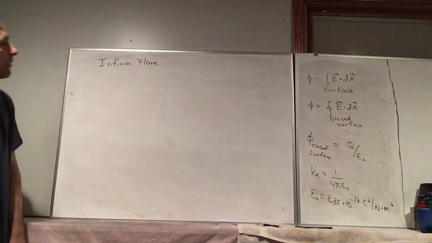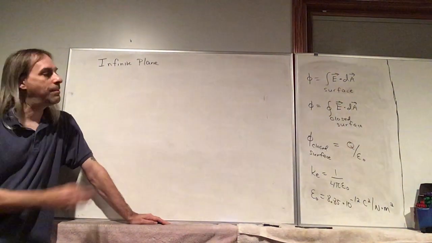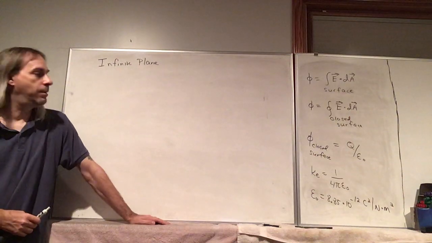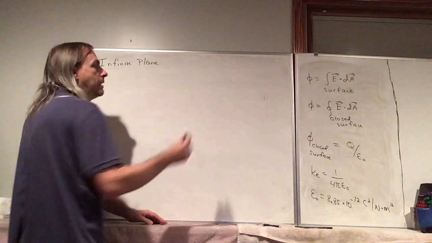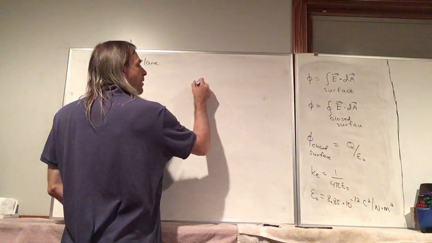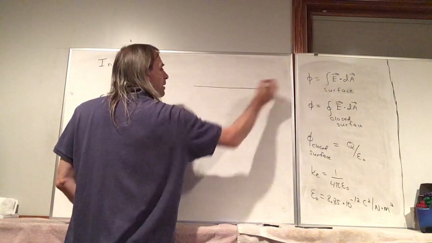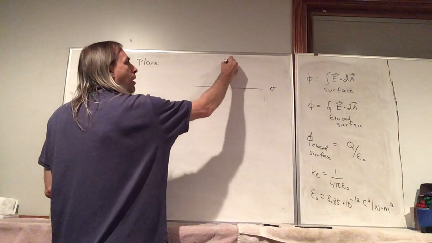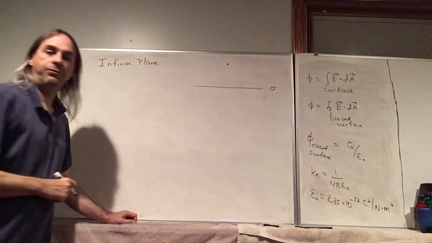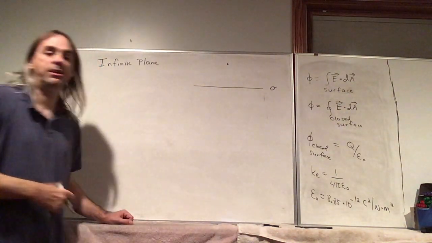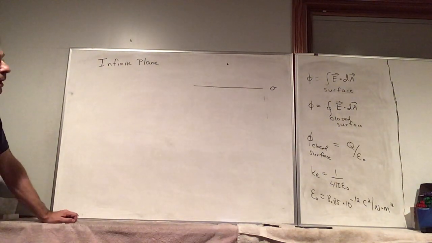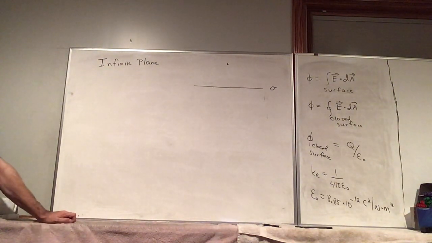Hello, class. Okay, so we're going to talk about an infinite plane, which of course does not exist. But let's say we have an infinite plane with a charge density sigma, and we want to know the electric field at a point, well, just some point. And we're going to do this in two ways.